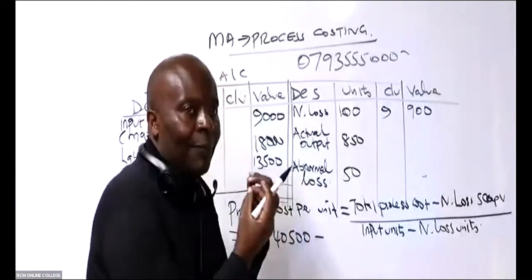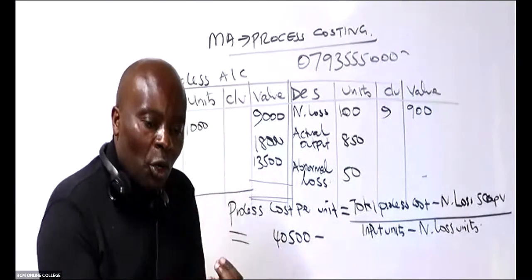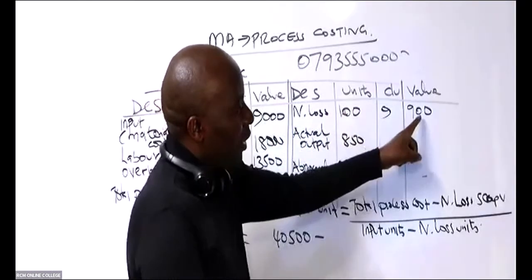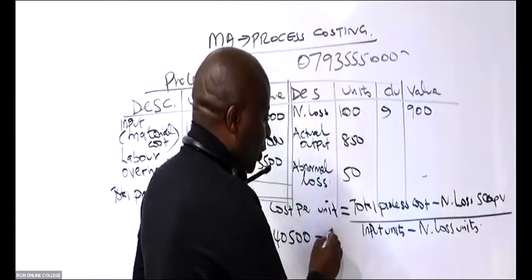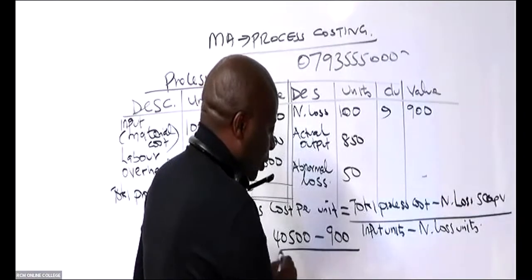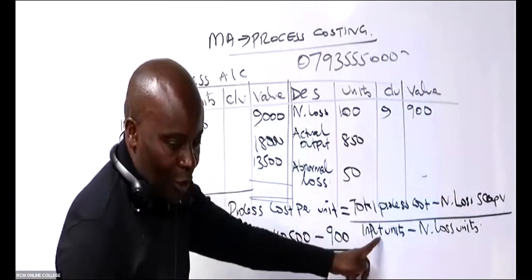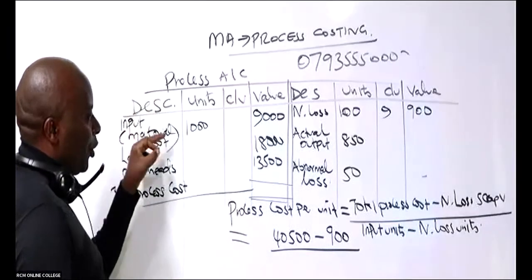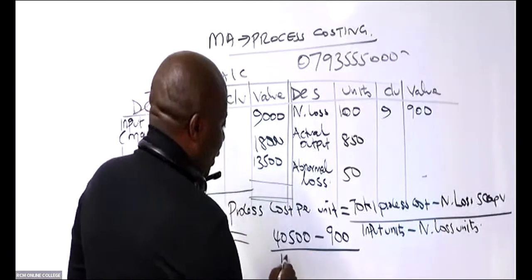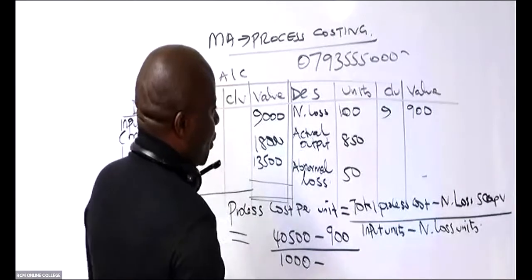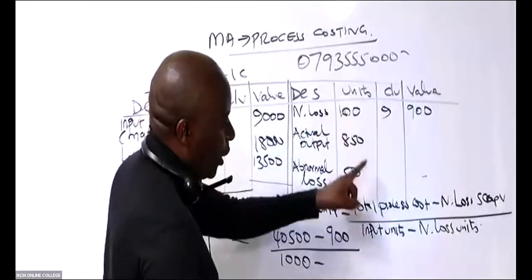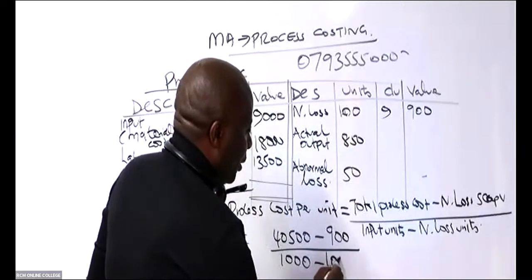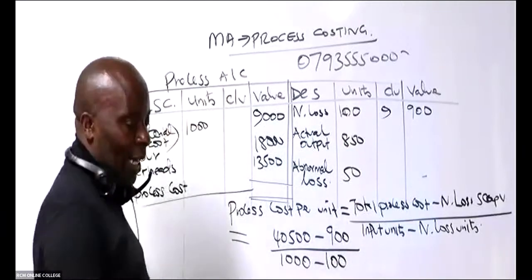4,500 minus the scrap value of the normal loss. Scrap value of the normal loss is here, 900. So minus 900, all over the input units. Input units are these material units. The material units were 1,000 minus the normal loss units, which are 100.